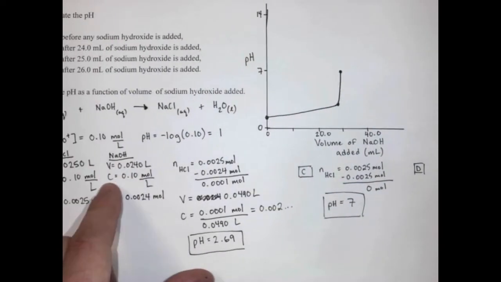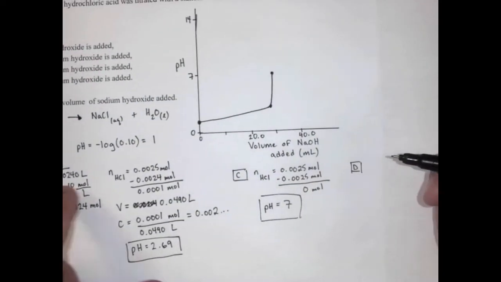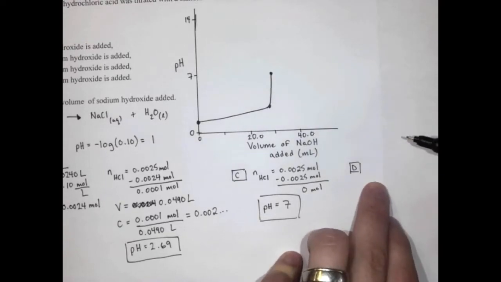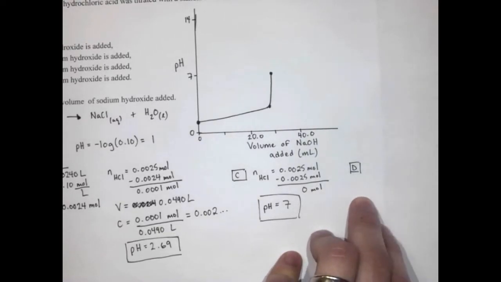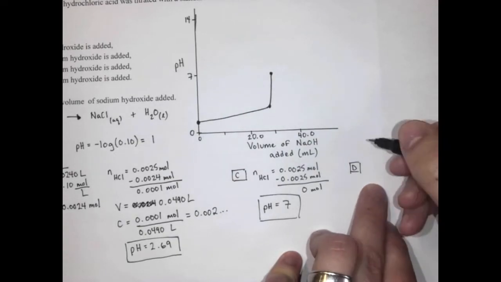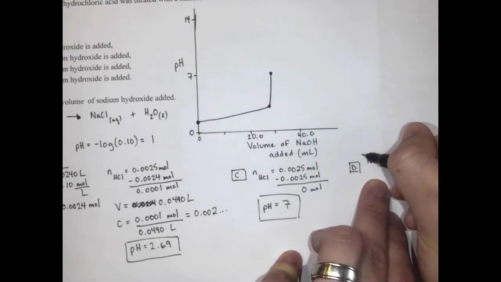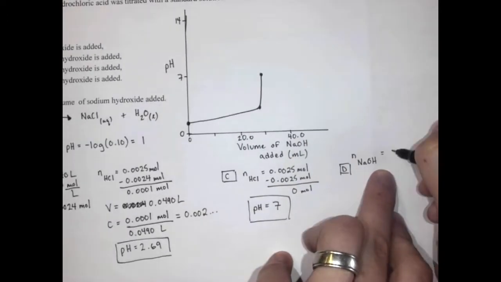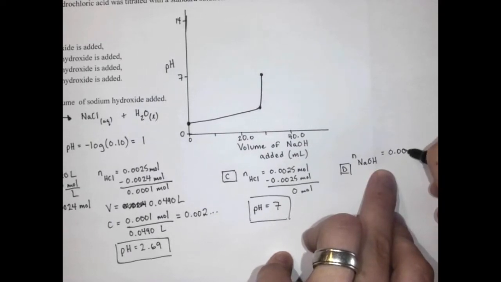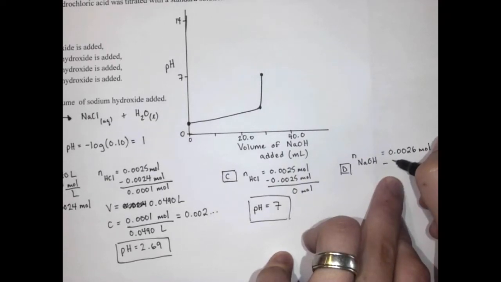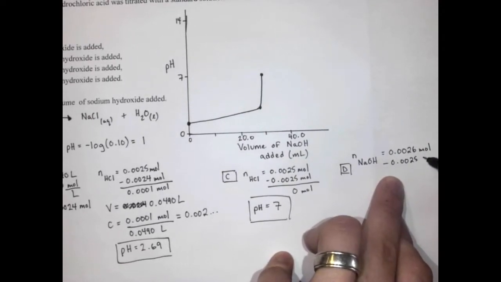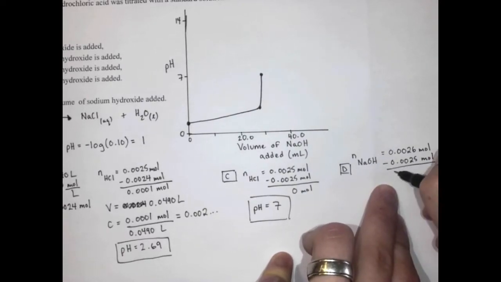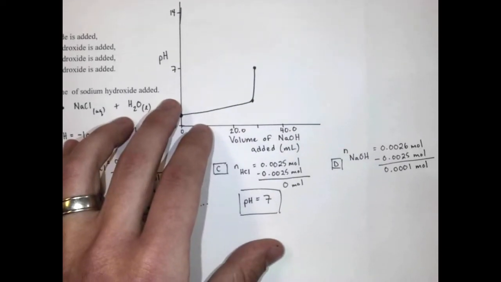Without doing the whole calculation again, let's just figure out how much base we should have left over. We added 26 mils of base, so we should have 1 more milliliter of base left over. So let's figure out the number of moles of sodium hydroxide remaining. I should have 0.0026 moles, subtract 0.0025 moles of the acid. So that tells me that I have 0.0001 moles of sodium hydroxide left over.